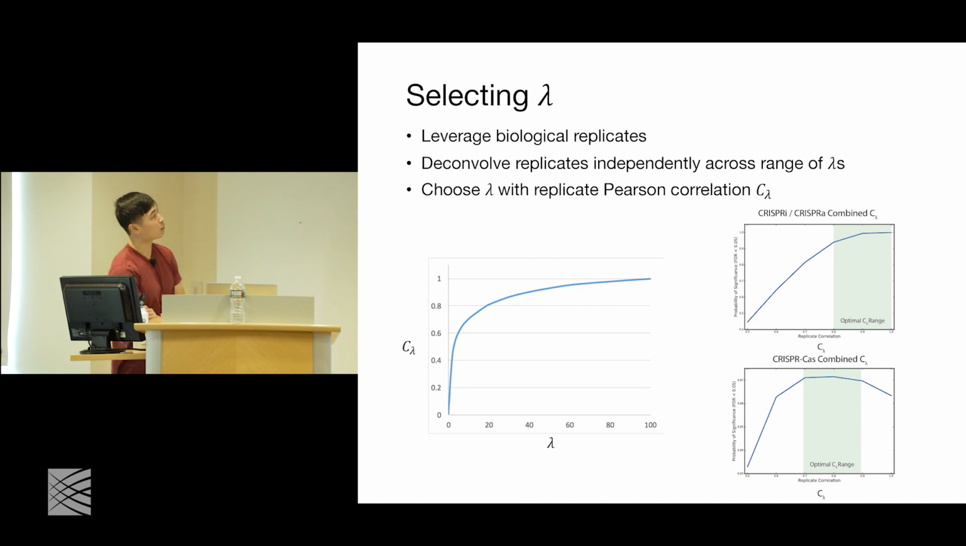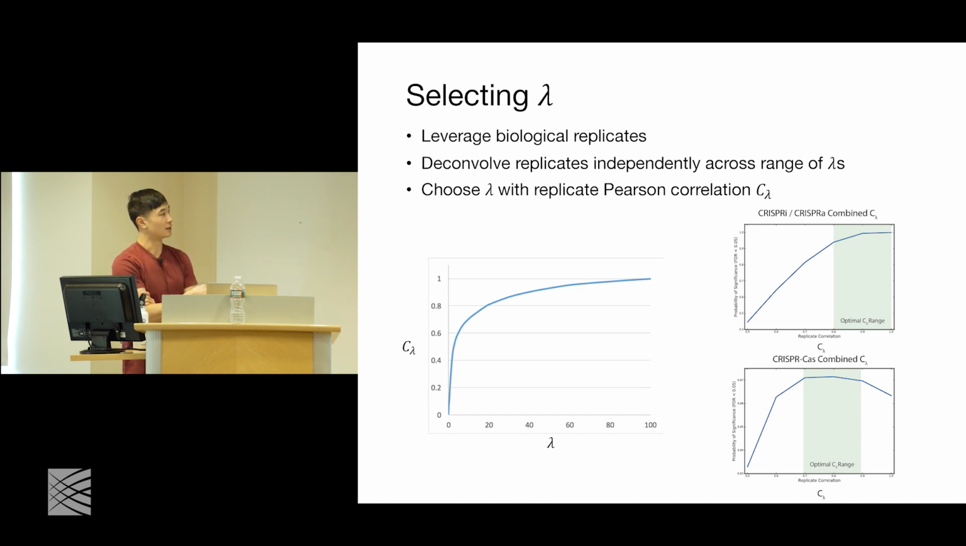So how we perform this procedurally is we just deconvolve replicates independently across a range of lambdas, and we've determined this empirically based on the number of guides in your system and the amount of noise that we can expect. It's just a range that we've predetermined, though as a user, if you want to use the tool, you can set that. And then we try to choose lambda based on this correlation curve.